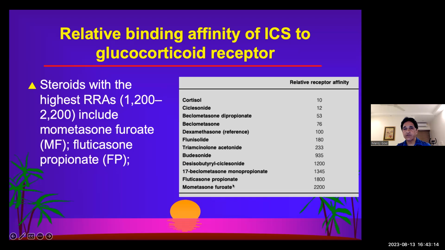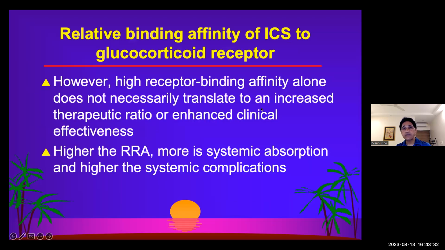And you can see mometasone has the highest relative receptor affinity of 2200, followed by fluticasone propionate, and budesonide has 935. Okay, so the highest are fluticasone propionate and mometasone furoate. Important thing to remember is that high receptor binding affinity alone does not necessarily translate to an increased therapeutic ratio or enhanced clinical effectiveness, right? So it doesn't mean that mometasone would be more potent. At the same time, one has to remember that the higher the receptor binding affinity, the more the systemic absorption, and therefore the more chance there would be systemic toxicity.